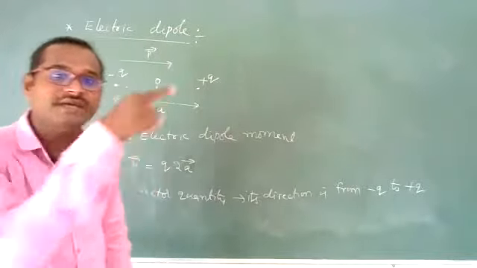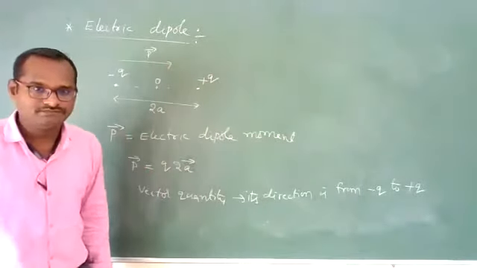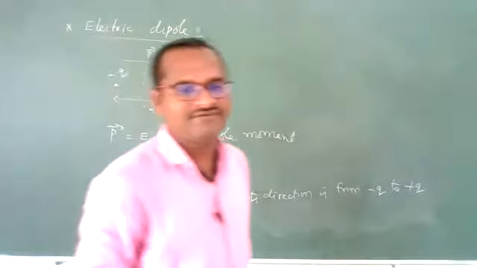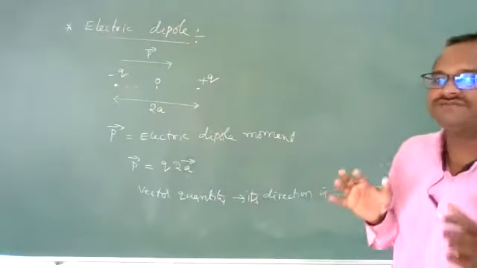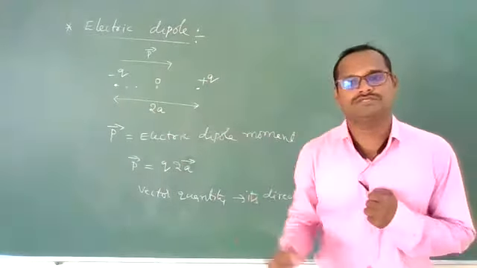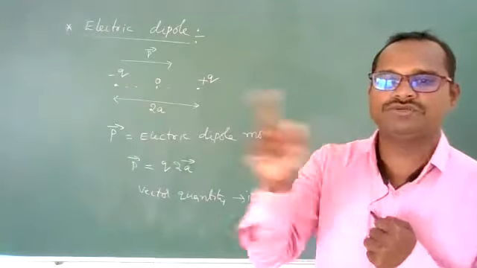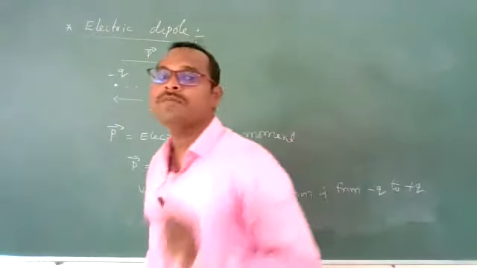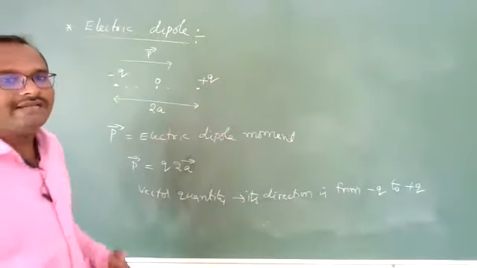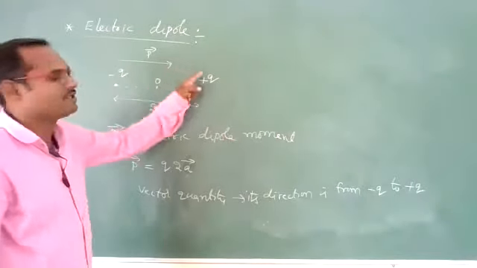electric field direction will be positive to negative charge. Electric field lines will always start from positive charge and go to negative charge. So electric field direction is from positive to negative, whereas electric dipole moment direction is from negative charge to positive charge.